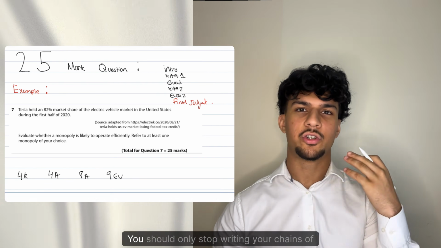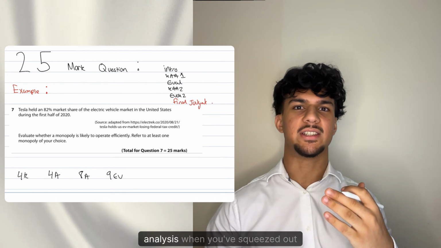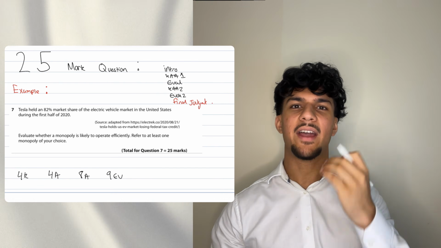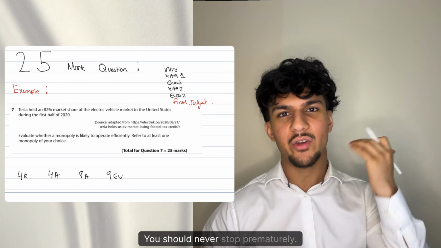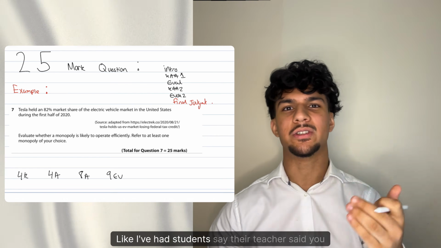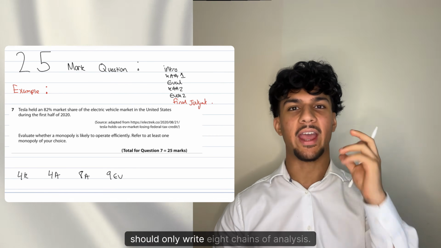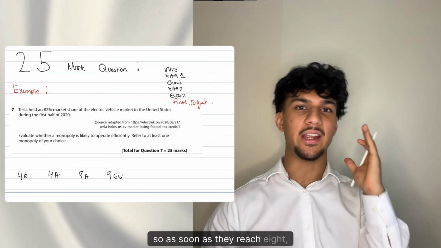Back to the question, you should only stop writing your chains of analysis when you've squeezed out every single possible detail and there's nothing else to write. You should never stop prematurely. I've had students say their teacher said you should only write 8 chains of analysis, so as soon as they reach 8, they stop.